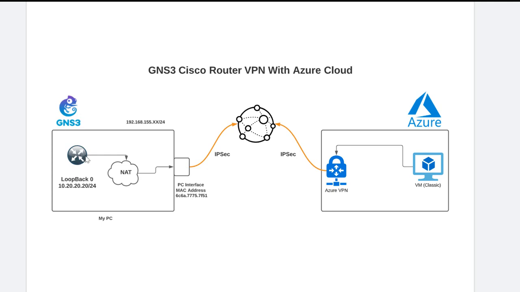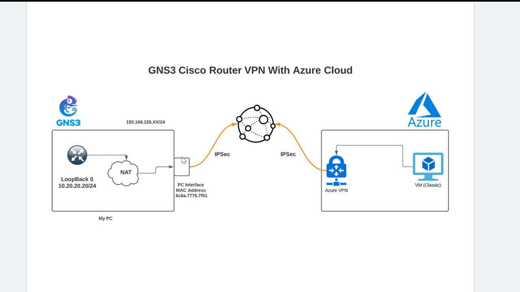I'm going to use this link to connect it to something in GNS3 they call NAT. This NAT in GNS3 helps you get out to the internet through the GNS3 application. That NAT is connected to my physical interface here, and my physical interface has a connection to the internet. My physical interface has a public IP.